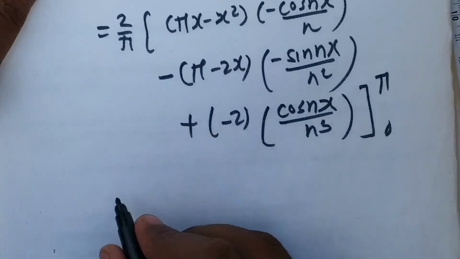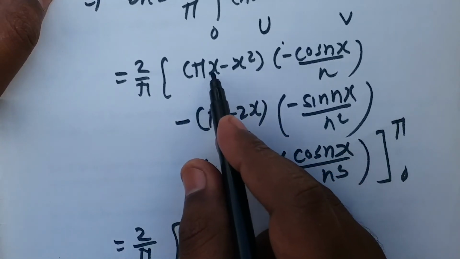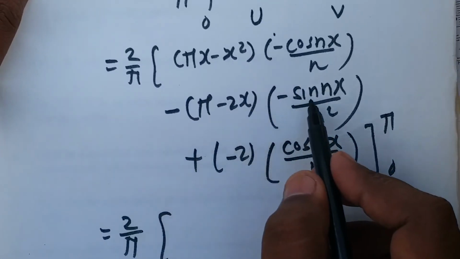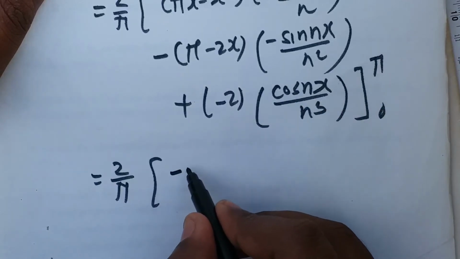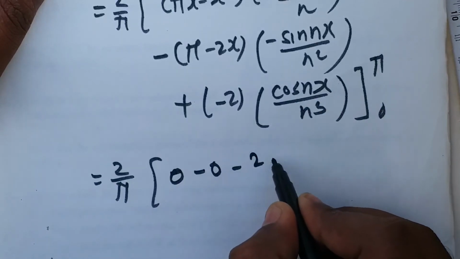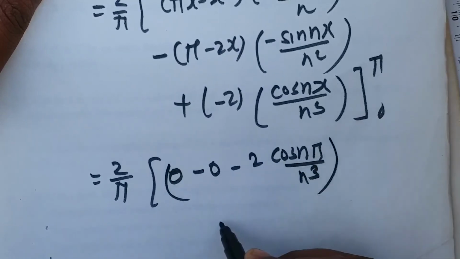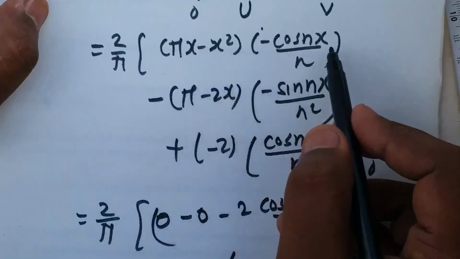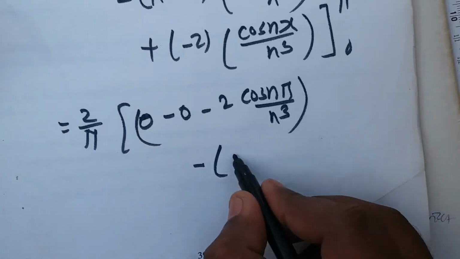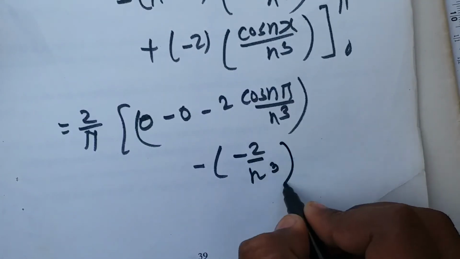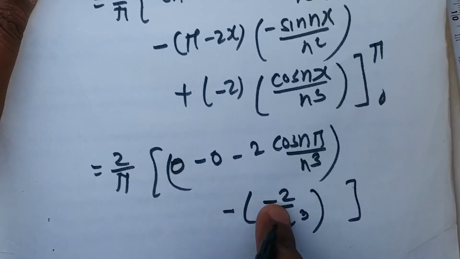Now put the upper and lower limits to get the final value of bn. If you put the upper limit pi, here you will get pi square minus pi square, that becomes 0. Here you will get sin n pi, that is also 0. Here you will get cos n pi, so 0 minus 0 minus 2 into cos n pi by n cube, minus the lower limit. If you put 0, 0 minus 0, 0 into anything is 0, sin 0 is 0, cos 0 is 1, minus 2 by n cube will remain. Now 2 by n cube we can take common.